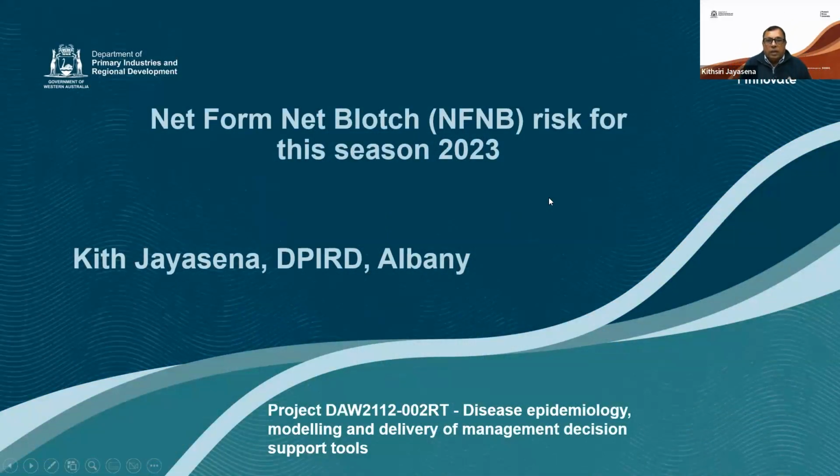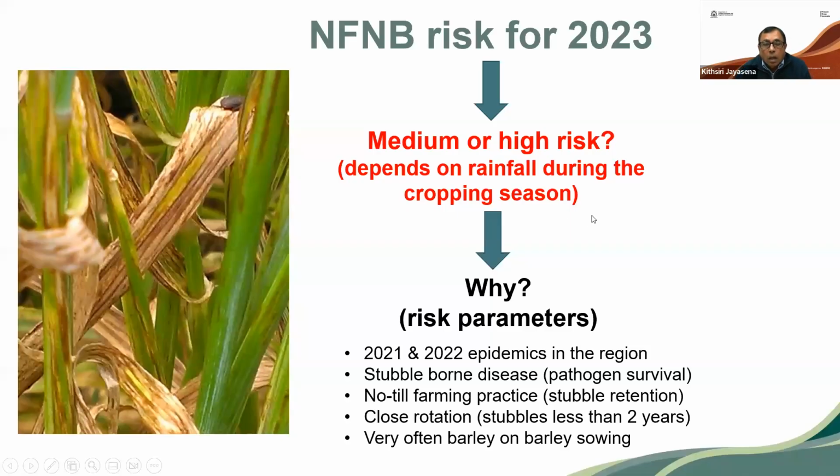Now I'm supposed to talk on the risk for net blotch for this season. I categorize 2023 as a medium to high risk. This is purely based on the rainfall, but what are the risk factors? We have seen the 2021-22 epidemics in the region, and this is a stubble-borne fungal disease. The pathogen can survive for more than 2 years. No-till farming systems and close rotation, very often barley on barley sowing.